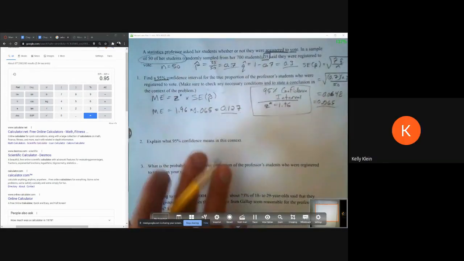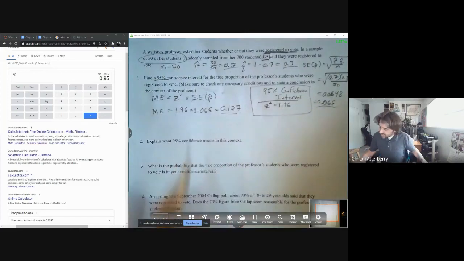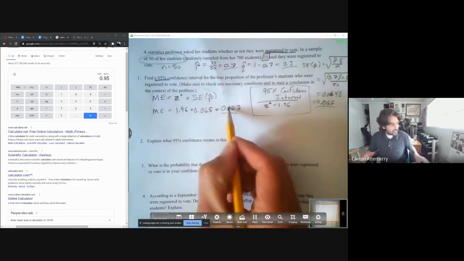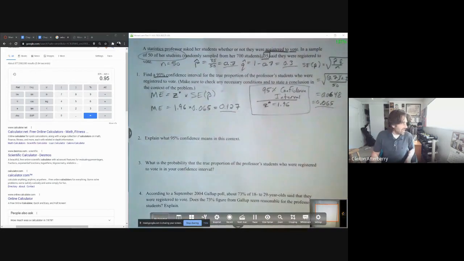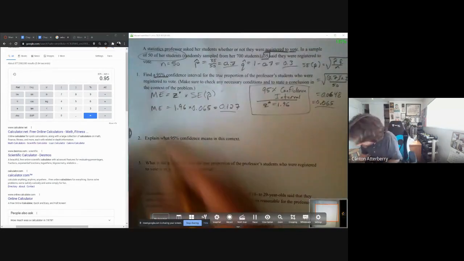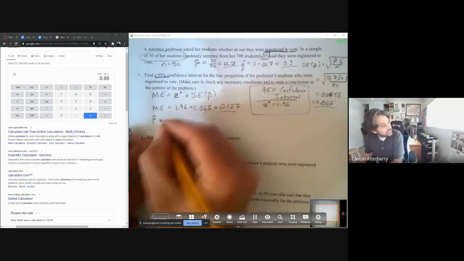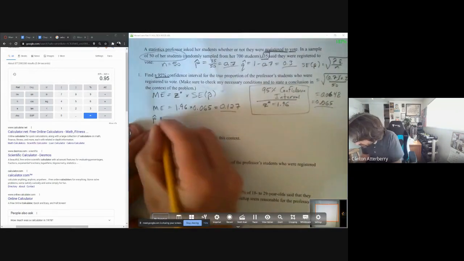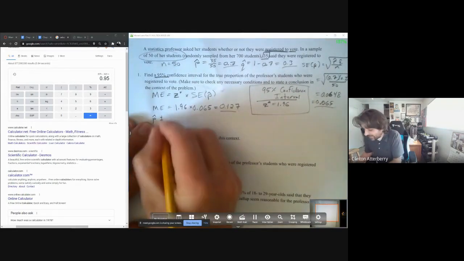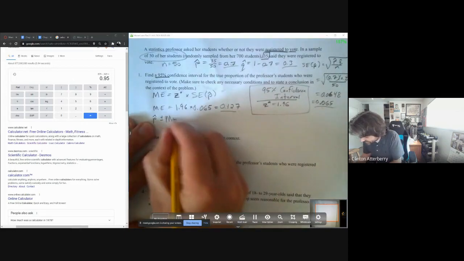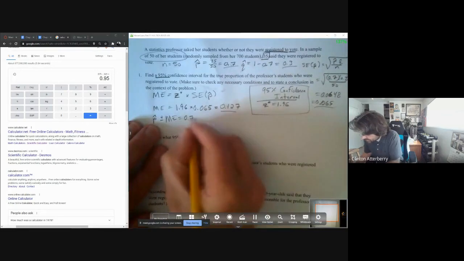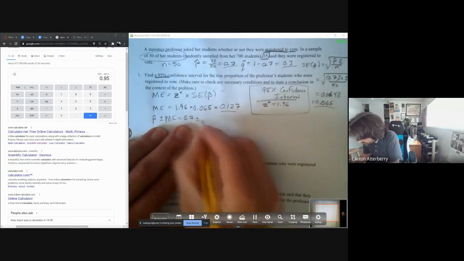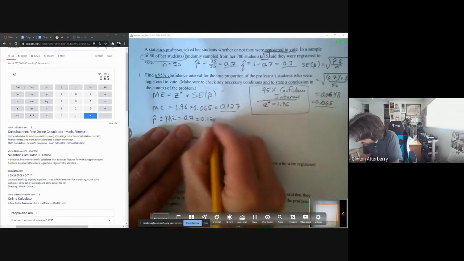So one more time, we're trying to do our confidence interval. We take this number and we plus and minus it to our observed number, and what we're trying to do is capture that big picture. So the observed value, plus or minus your margin of error. Margin of error was this. So p hat was 0.7. Margin of error is plus minus 0.127.